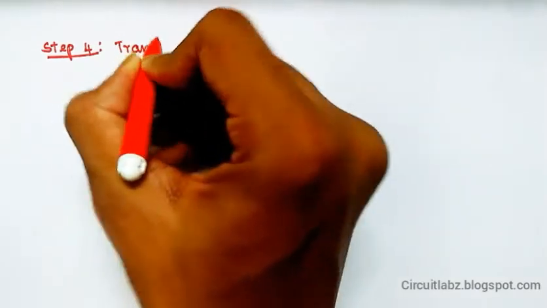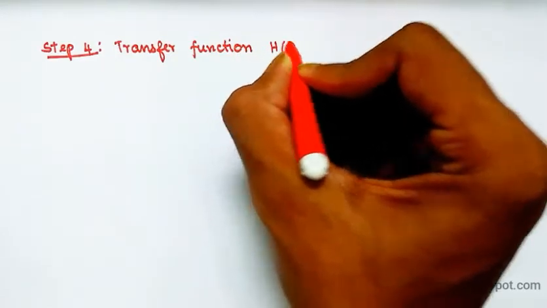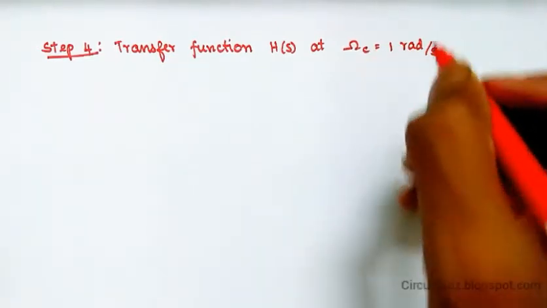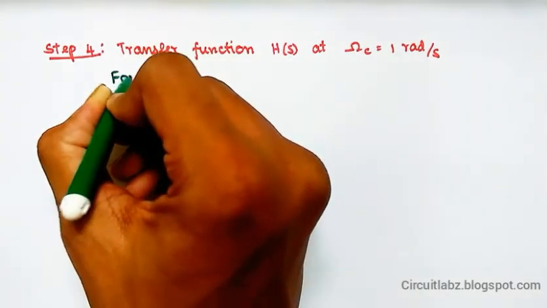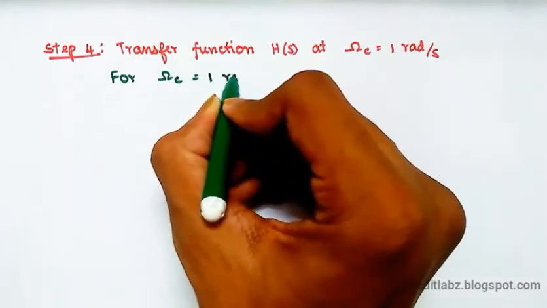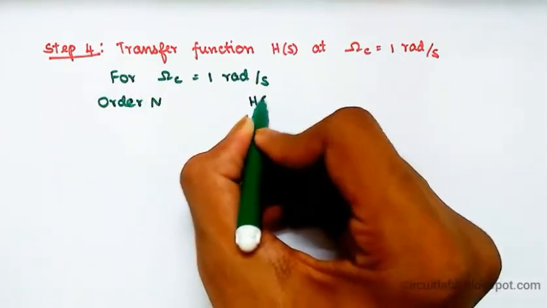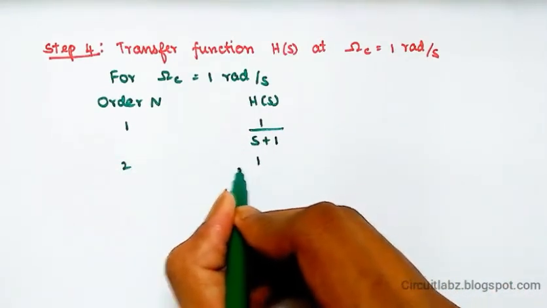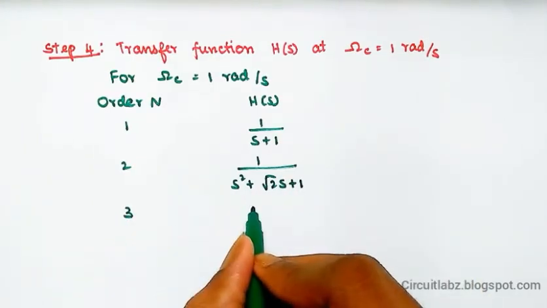In step 4, what we are going to do is write the transfer function H of s of the filter for omega c, that is cutoff frequency, equal to 1 radian per second. We have predefined values of transfer function H of s for omega c equal to 1 radian per second. So if the order n is equal to 1, the H of s will be 1 by s plus 1. If the order is 2, H of s will be 1 by s square plus root 2 s plus 1.